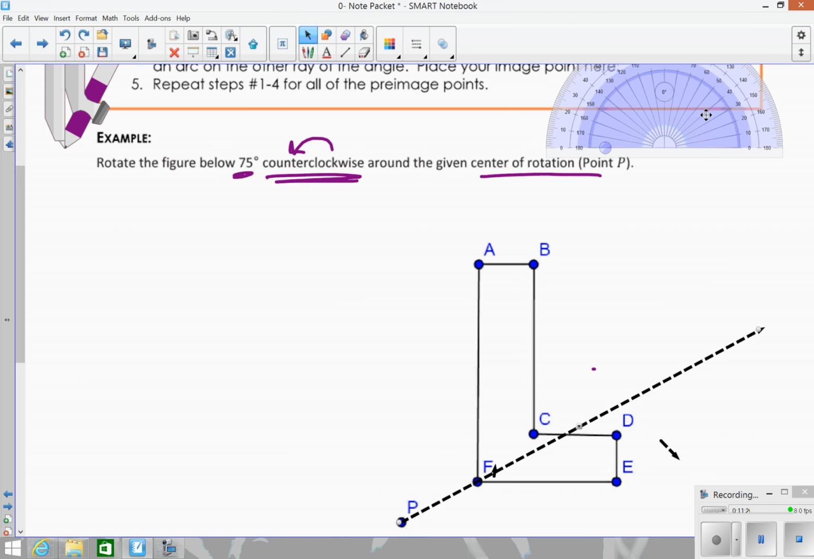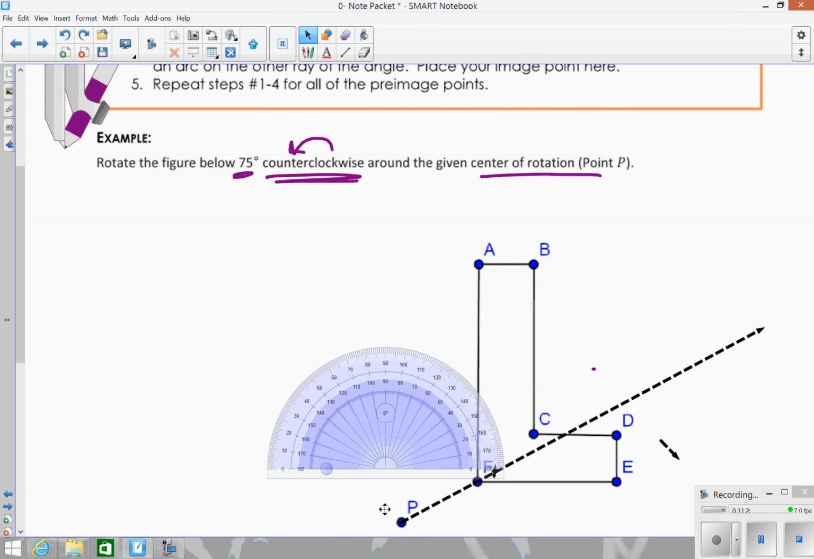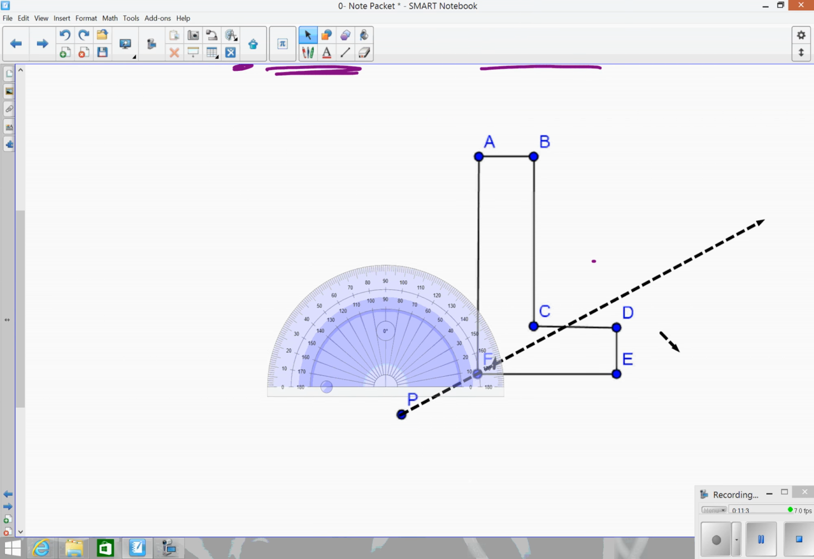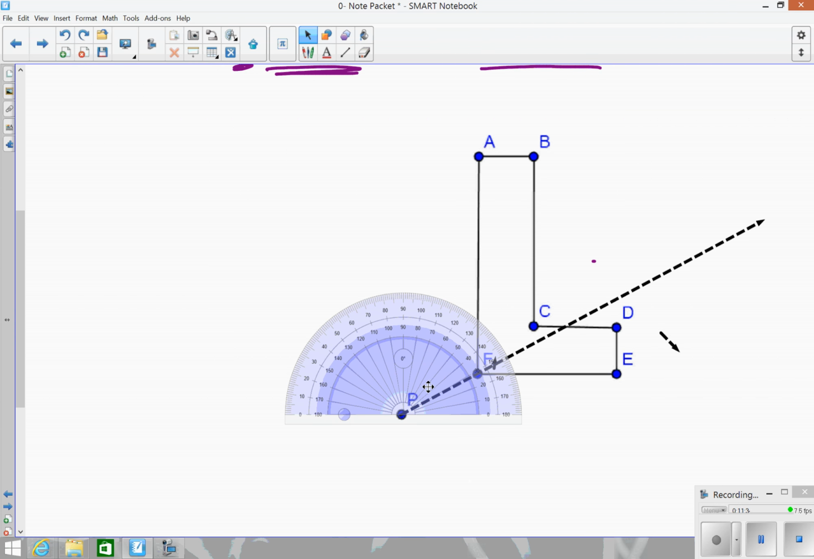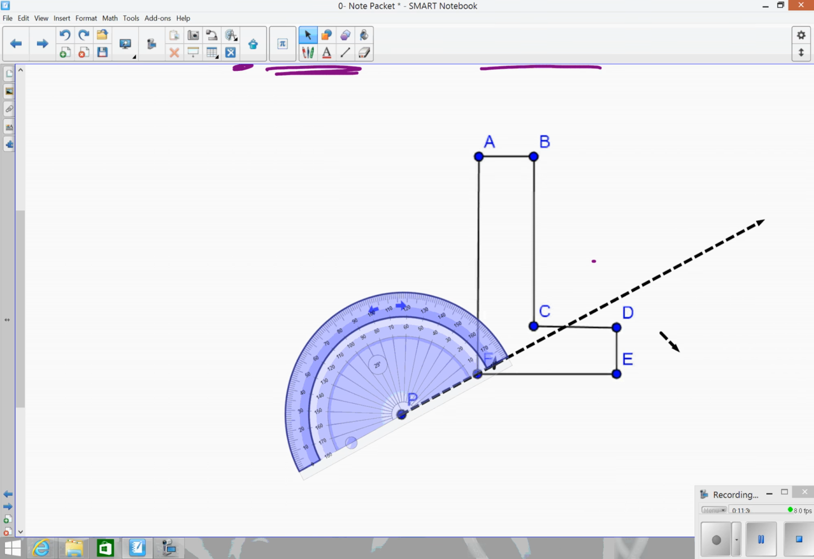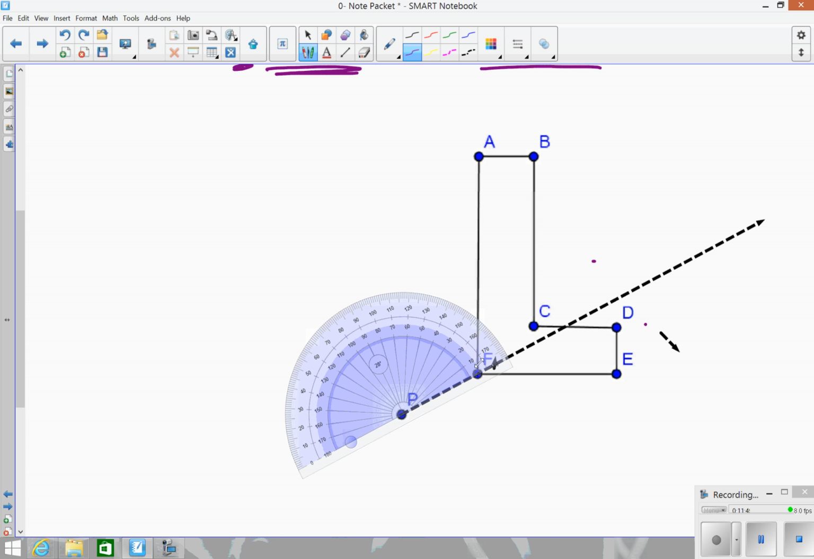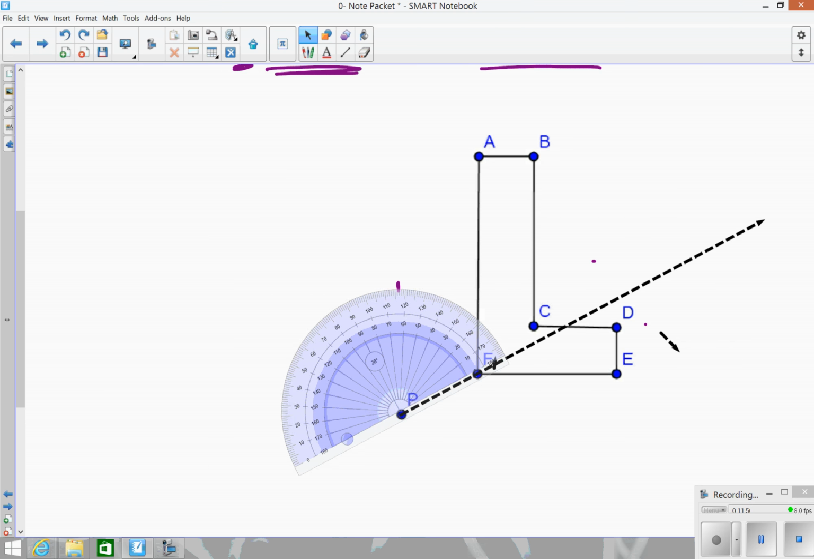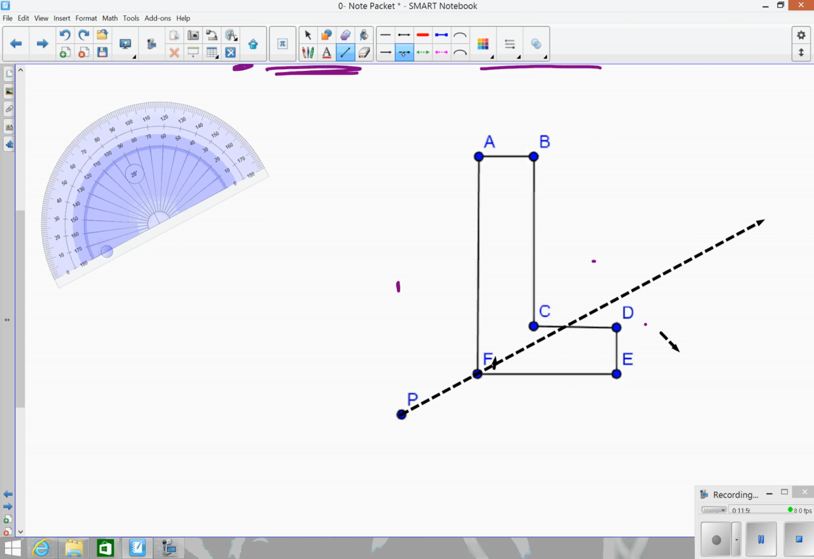So now I'm going to take my protractor. Now that I have my center, you're going to place your protractor so that the center is on point P, and you're going to turn the protractor so that it's straight on the ray that you just constructed. And then you're going to go 75 degrees. I'm going to be using the inside numbers here. I'm going to go 75 degrees, and that's going to be right here, and I'm going to mark a little slash. I'm going to move this out of the way, and then I'm going to construct from point P through that slash.